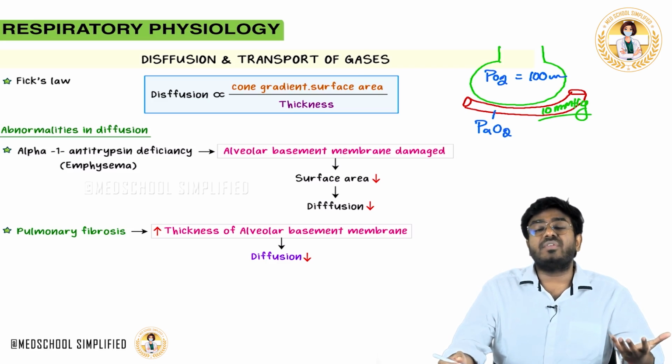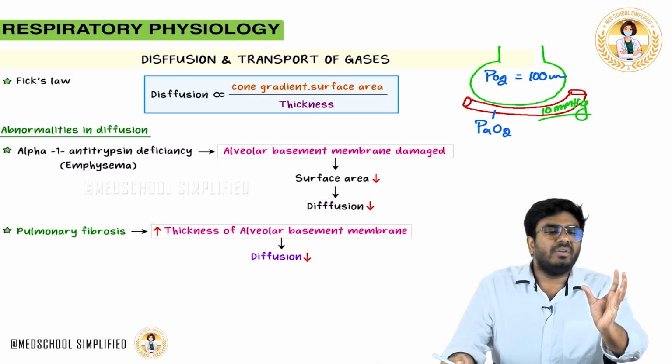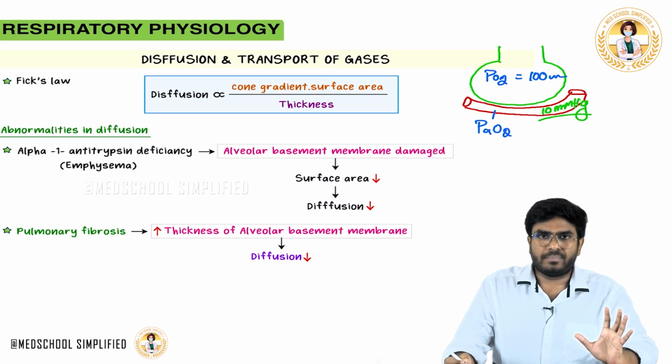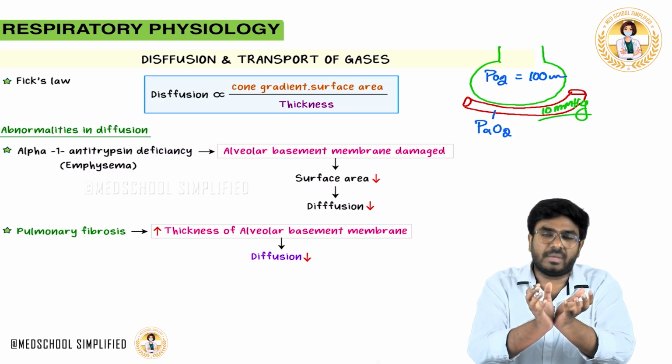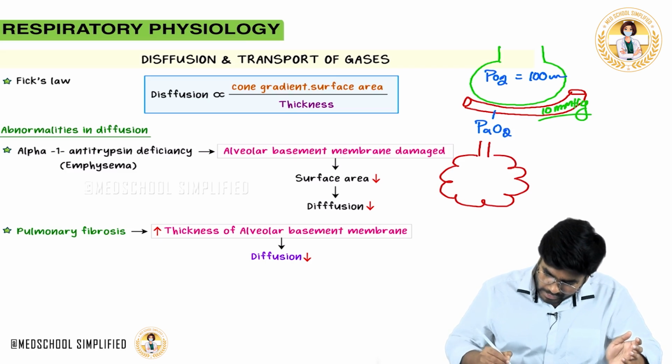But in conditions like emphysema, what happens? In emphysema, the extra alveolar septa are damaged, so there will be one single voluminous alveolus. Actually it should be like a cluster of grapes. Let me show you here. This is how the actual alveolus will look. But what happens in emphysema?